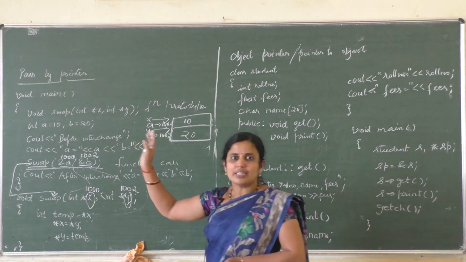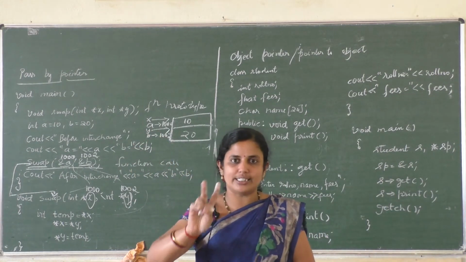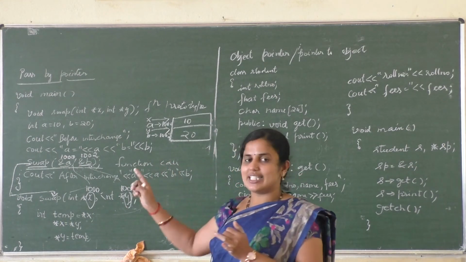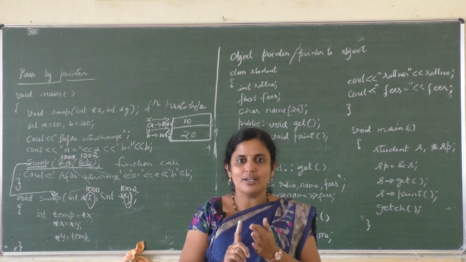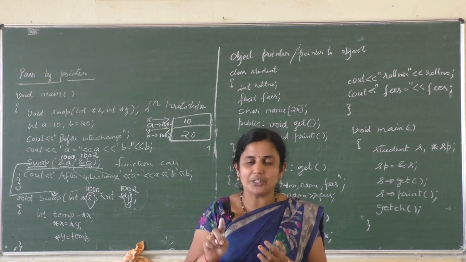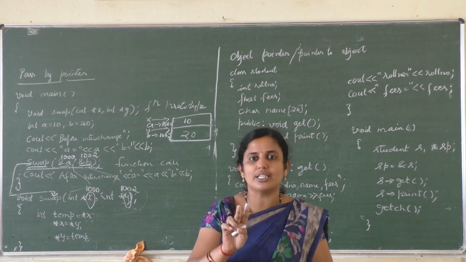Is it clear? The 1000 memory address has two names, that is x or a. The 1002 memory address has two names, that is y or b. Is it clear? So we are referencing a particular memory location with two different names here.